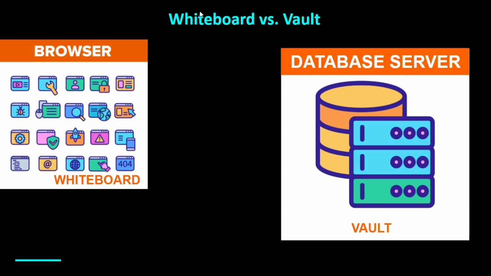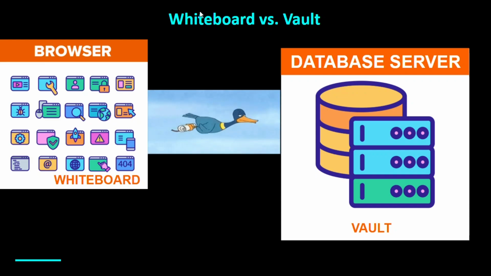When you click a button to execute a PL SQL process, that process runs inside the vault on the server. If you don't explicitly tell the whiteboard to sync its data to the vault before the process runs, your PL SQL code looks at an empty filing cabinet. It sees a null value, crashes your app, and leaves you scratching your head.